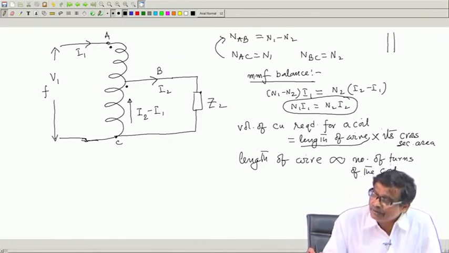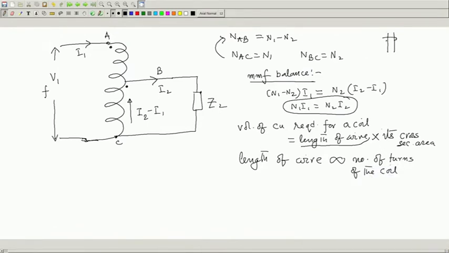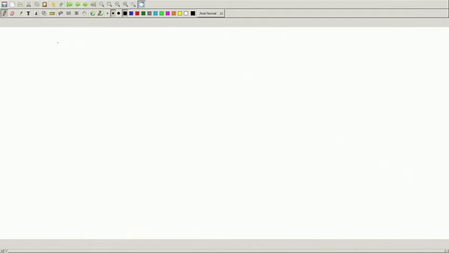This is the core, each turn. So, for a given core size, the number of turns will be proportional to length, because each turn has got a fixed perimeter. Therefore, the number of turns of the coil will be proportional to the length. So, now what I will be doing is this. If this is the case, then let me go to the next slide.